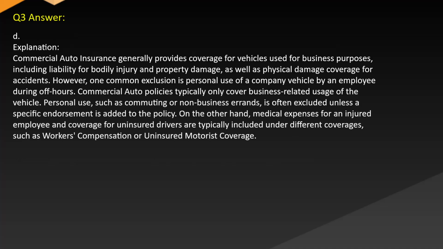Answer. D. Explanation. Commercial auto insurance generally provides coverage for vehicles used for business purposes, including liability for bodily injury and property damage, as well as physical damage coverage for accidents. However, one common exclusion is personal use of a company vehicle by an employee during off hours.